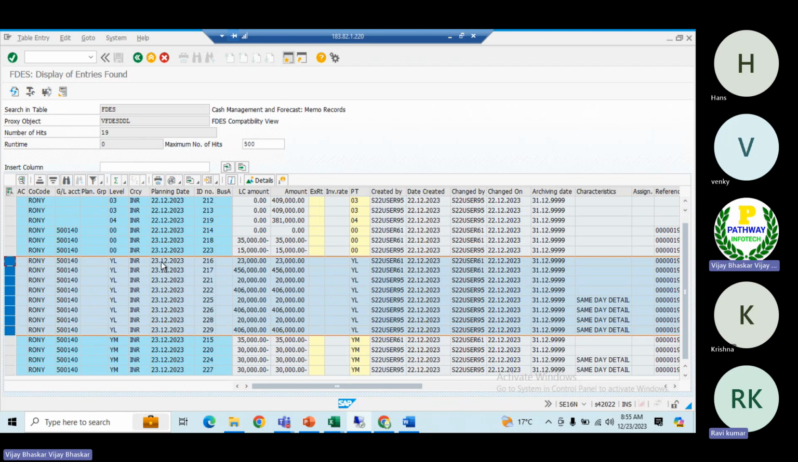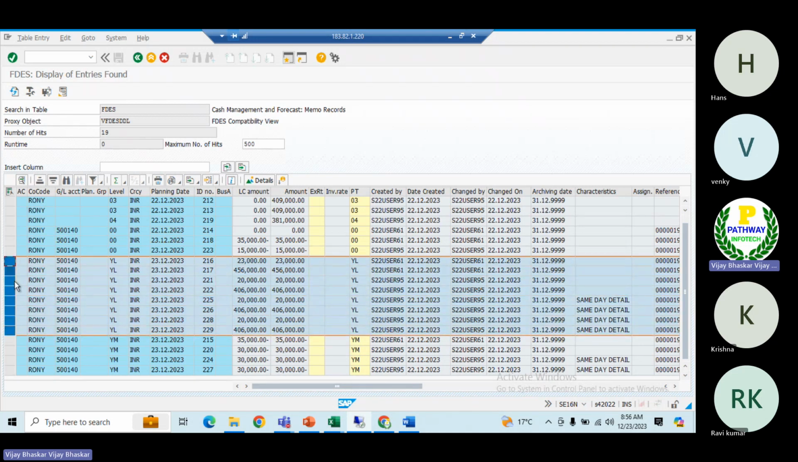So none of the planning levels has been created, either for the previous day or the next day. If you try to change the date to 24th of December, then upload the same file, and make the planning date the 24th, then you can see these memo records will be archived.